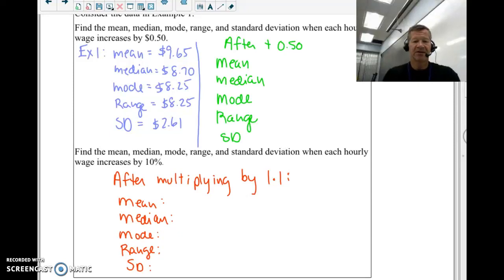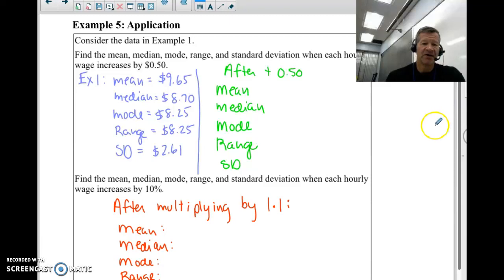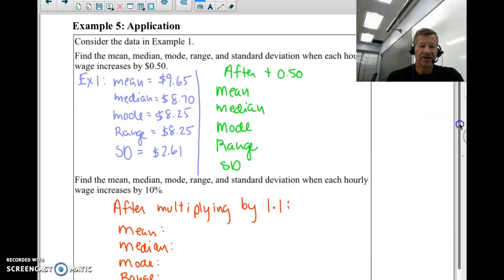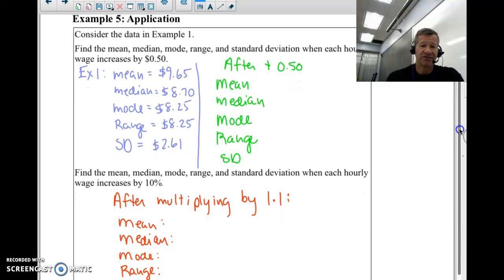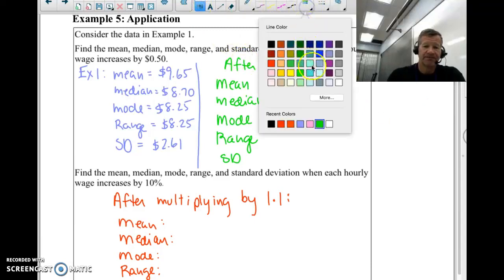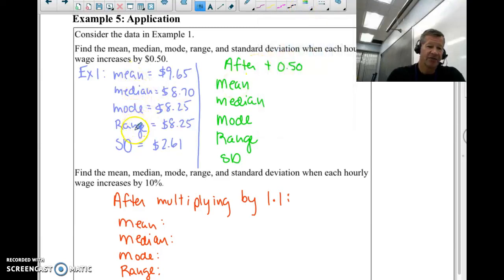All right, last example of section 7.1. This is example 5. They want us to use the data in example 1 to find the mean, median, mode, range, and standard deviation in two situations. First, they want us to increase every hourly wage by 50 cents and then by 10%, and they want us to see what happens. Well, the easiest way to do this is if we simply find the mean, median, mode, range, and standard deviation of that original data.